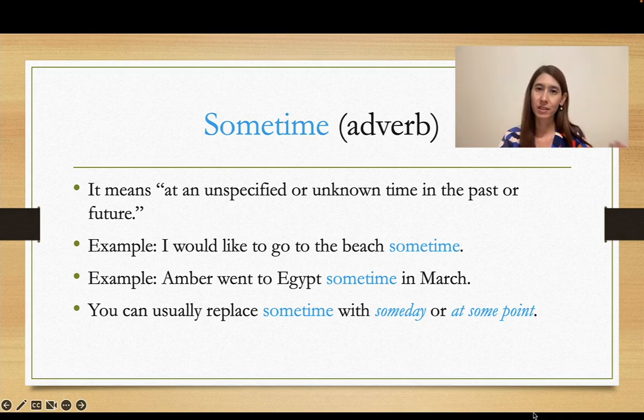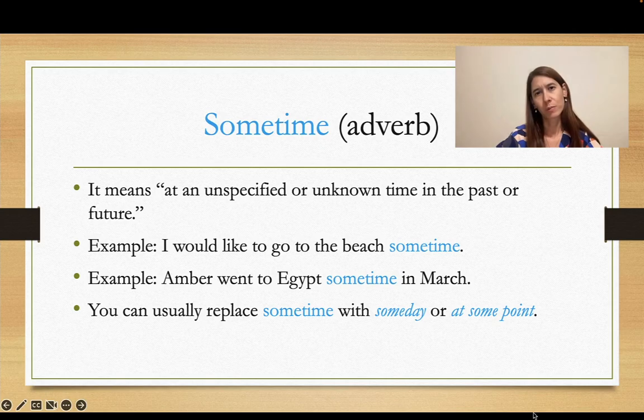So for the first sentence, I would like to go to the beach sometime. This means not a specific time, not necessarily tomorrow or in a week. Sometime in the future, I want to go. Amber went to Egypt sometime in March. Maybe you don't remember when Amber went to Egypt, but you know she went in March. So sometime in March, she went to Egypt.